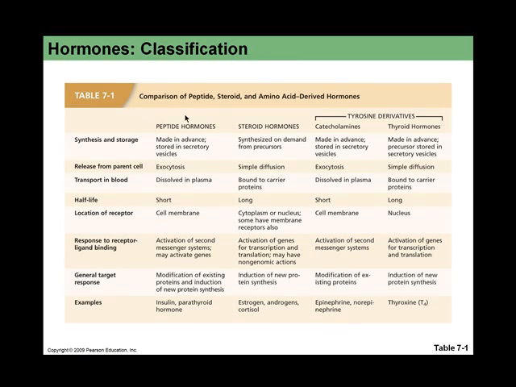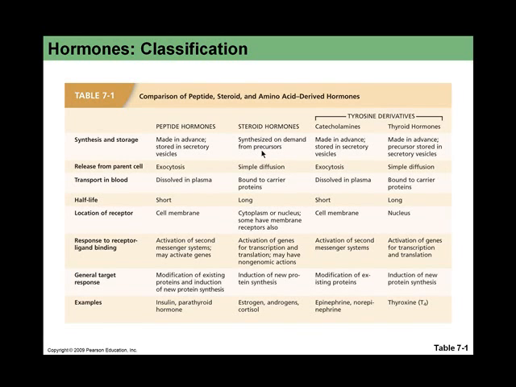Continuing with the classification then, we can make a comparison of peptide, steroid, and amino acid derived hormones. So we see tyrosine derivatives over here on the right, these two columns, catecholamines and thyroid hormones, and then steroid hormones in this middle column, and then the peptide hormones over here on the left. So synthesis and storage: peptides are made in advance and stored in secretory vesicles. Steroid hormones are lipid soluble, so as soon as they're synthesized, they diffuse away. So the biosynthetic enzyme activity is regulated.